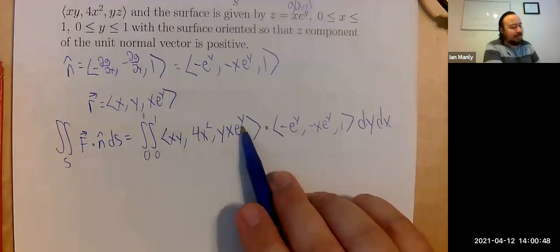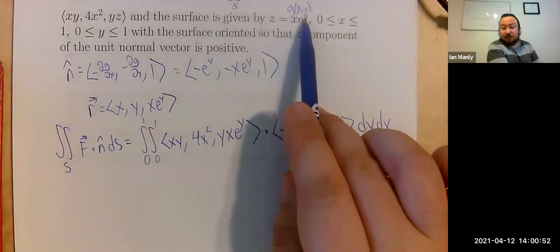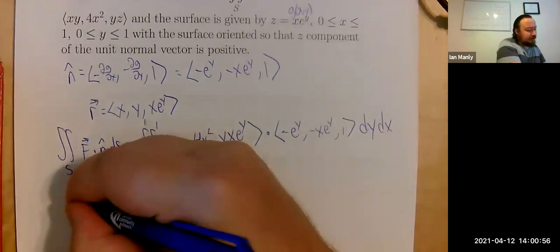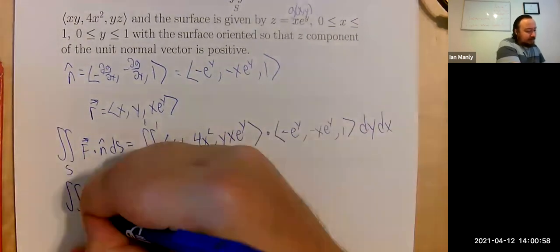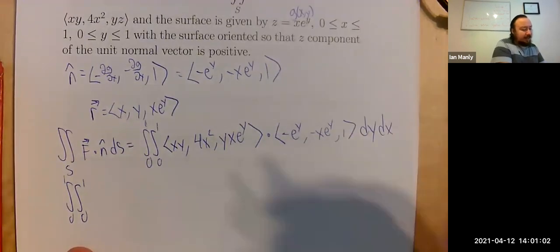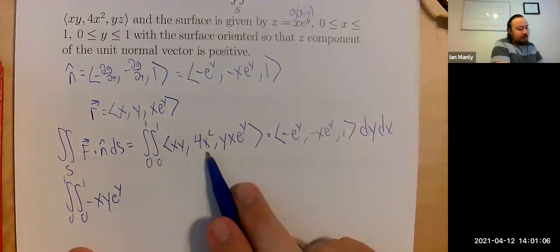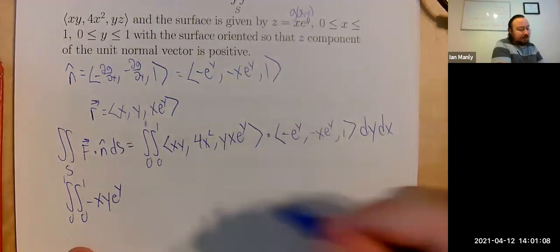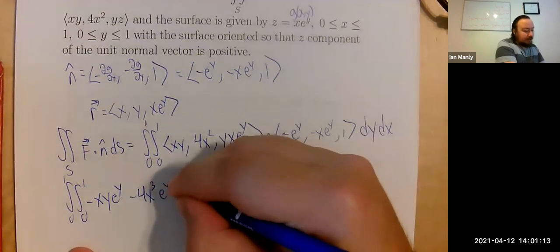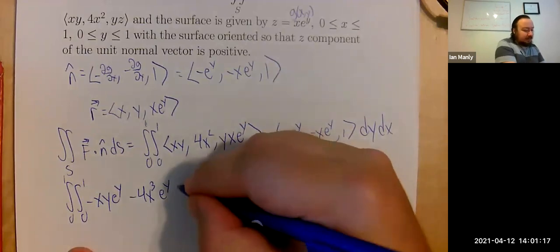Why is it y times x e to the y here? Because it's y times z, and z is x e to the y. All right, so let's do this here, 0 to 1, 0 to 1. We have xy times negative e to the y, so negative xy e to the y. We have 4x squared and then this, so that's minus 4x cubed e to the y. And then we have yx e to the y times this.